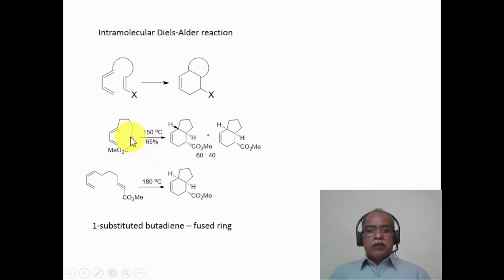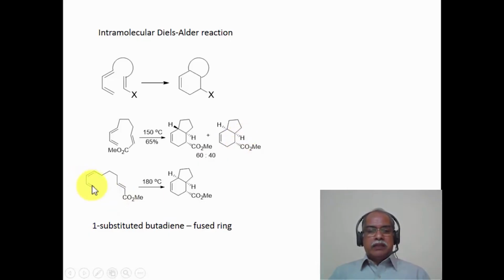It is possible only when there is an endo kind of an approach. So this adduct is arising out of the endo approach, and this particular adduct is arising out of the exo approach in the ratio of 60:40. The exo-endo adducts are formed as a mixture in this particular case.